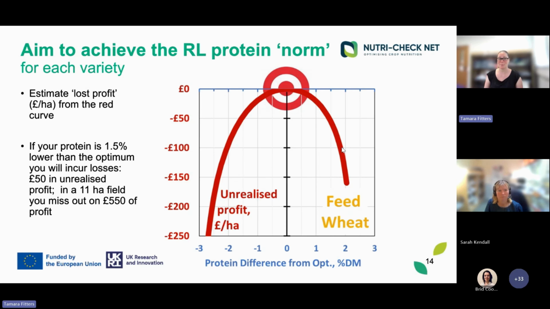and it's not necessary. So when you look at the RB209, it's got a lot of information on what is happening. So it mentions that if your protein is 1.5% lower than the optimum, then you can incur losses of about £50 in unrealized profit. So in an 11-hectare field, you would miss out on £550 of profit, which is quite a decent amount, and it could have been prevented by applying adequate nitrogen. So it's very important to think about all these factors.